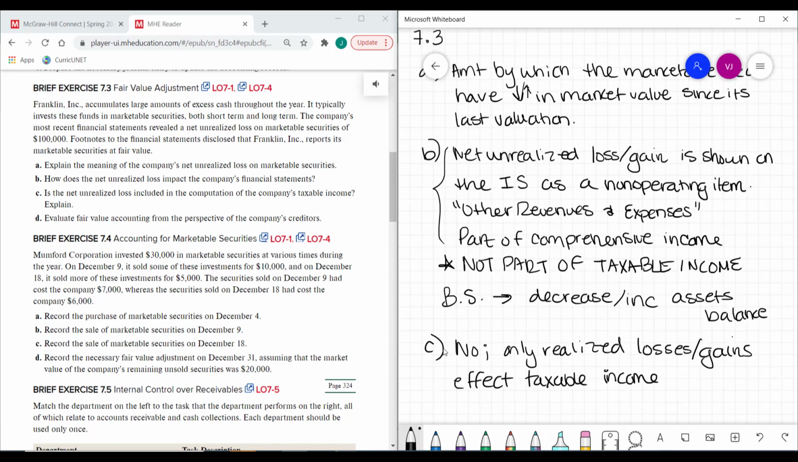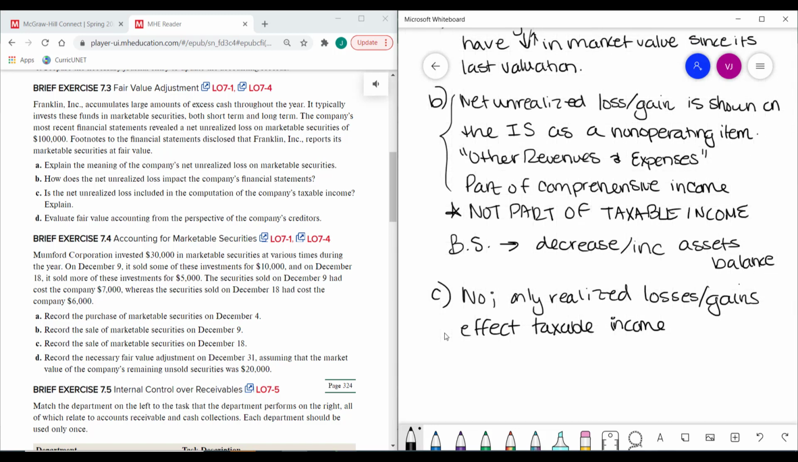Okay? The rules have recently been changed. I'm not going to get into that, but previously that wasn't the case with how it's presented on the books. Previously, it would have been included under equity, any unrealized holding gain or loss, and not included on the income statement. But the rules have changed in recent years for it to be presented this way.